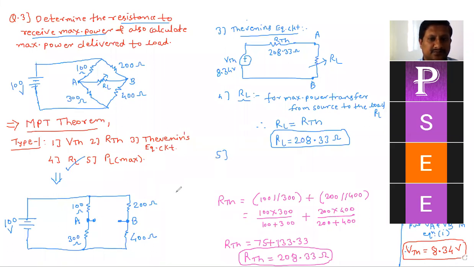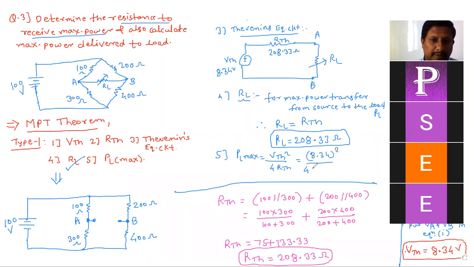Now next, fifth one is PL max. So PL max is equal to VTH square divided by 4 RTH. 8.34 bracket square divided by 4 into 208.33. So calculate and tell. 0.083 watt किंवा 83 milliwatt. Both are acceptable. 0.083 watt or 83 milliwatt.